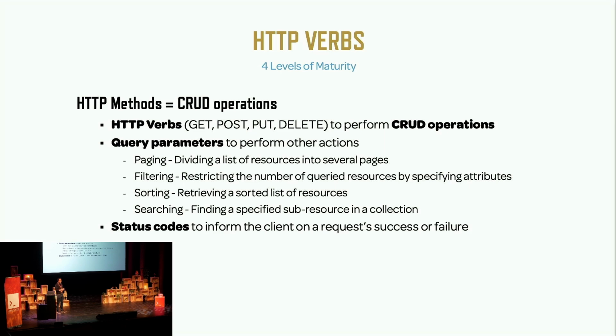Also added in this category are the query parameters. We can do, for instance, paging, dividing a list of resources into smaller pages. We can do filtering, restricting the number of queried resources to a certain set of attributes. We can do sorting, for instance, sorting the list of data we get, ascending or descending. And of course, we can also do searching, like Google, which works on a search-based query parameter system. We can find certain keywords within our database that we need.